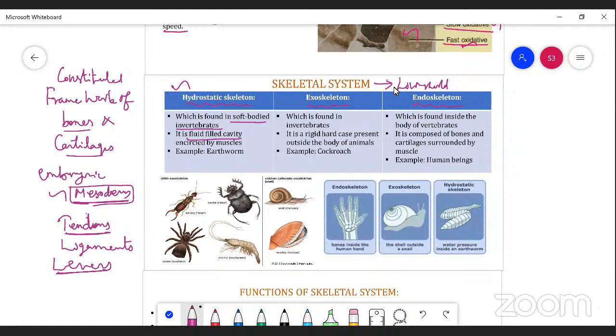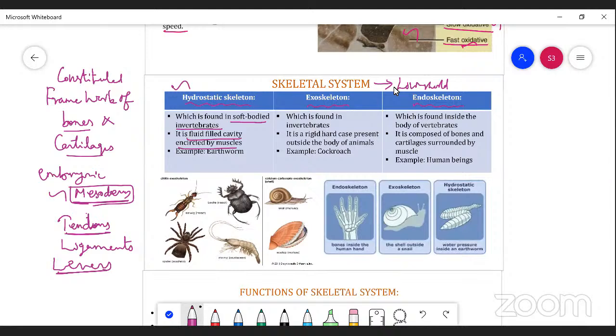Hydrostatic means what? It is a fluid-filled cavity. That fluid-filled cavity is encircled by muscles. You know the structure of the sponge. You know the structure of the hydra. That is an irregular structure. The body is a cavity, so they are called coelomate animals. The cavity is filled with fluid. That only gives support to the body.